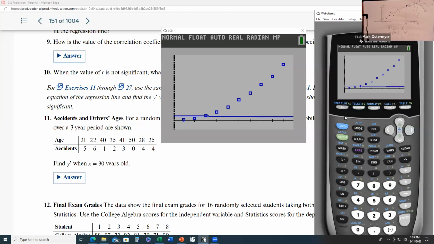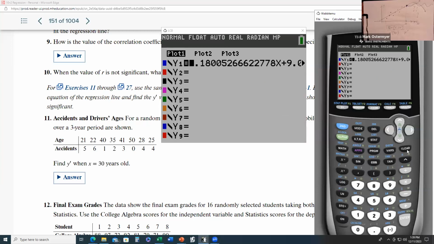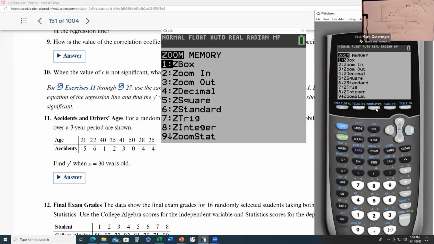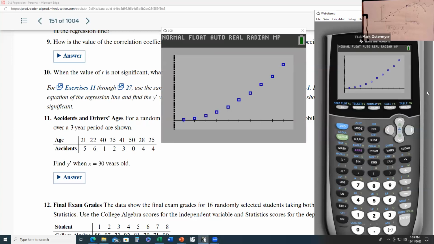All right, you know what? I forgot to clear out the regression equation from the previous problem. So I'll go to Y equals and hit my clear button. That clears out Y1. Let's do that zoom stat thing again. There's our scatter plot. Now I have a question for you, ladies and gentlemen. Does it appear that these points lie on a line?